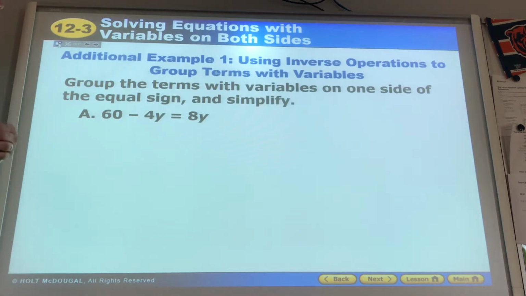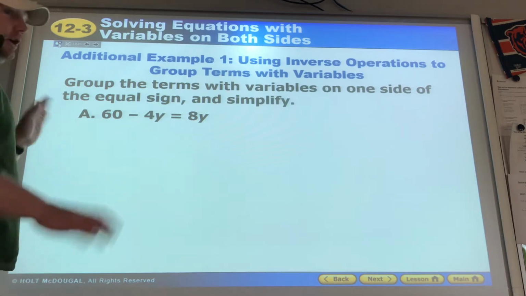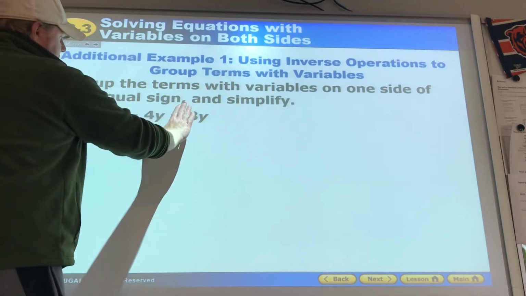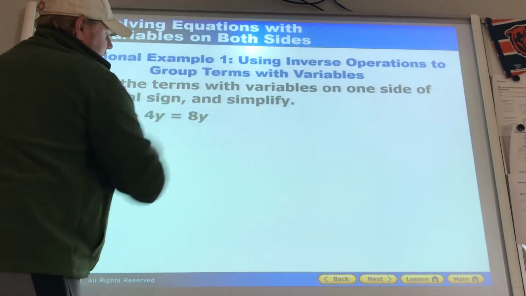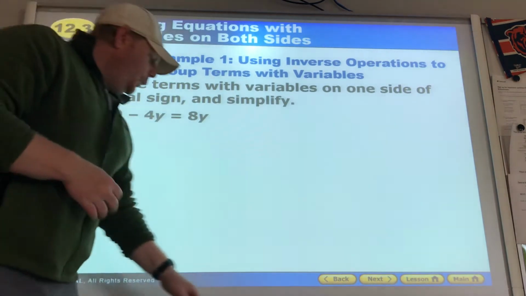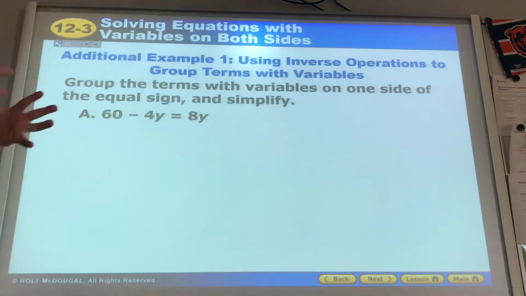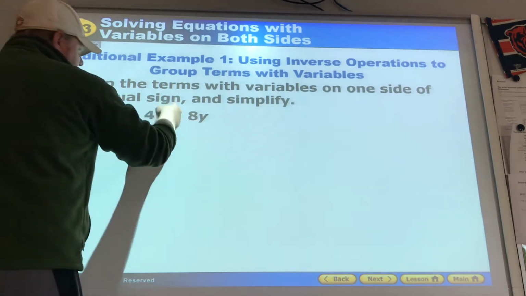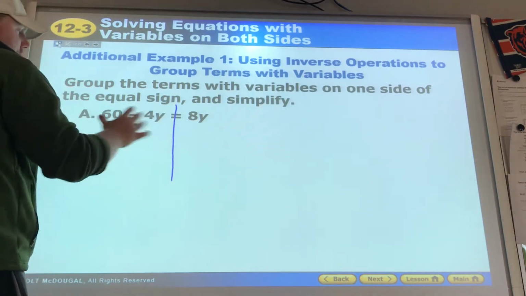So, group the terms with variables on one side of the equation. So we look. Always do this first. Any like terms on this side? No. Any like terms on that side? No. Now, we do want to still combine all the like terms into one thing. But remember, we have to think of this as moving across.